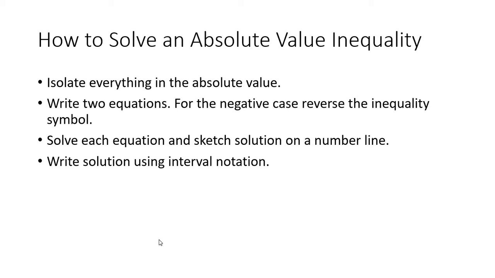Next, we can write two equations, our positive case and our negative case. And remember, for the negative case, because it's an inequality, we have to reverse that inequality symbol. Now we'll solve each equation and sketch the solution on a number line. That helps us visualize what that number set is going to look like. And then finally, let's put that together and write our solution using interval notation.